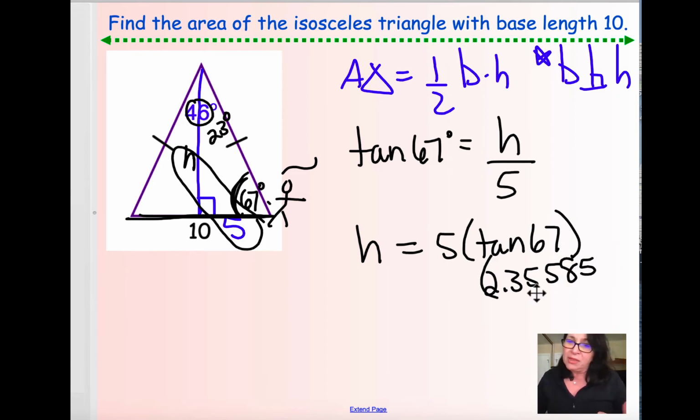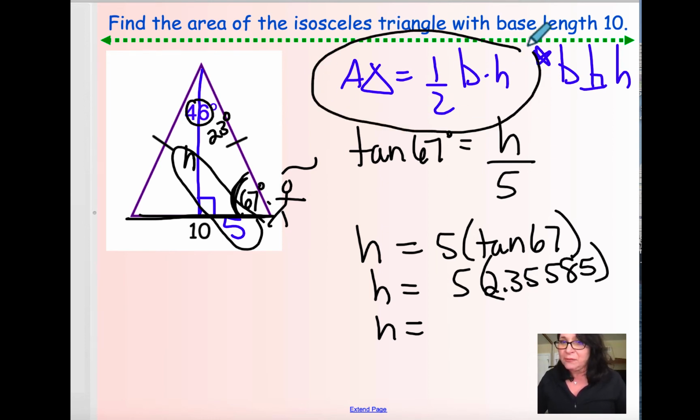I'm going to multiply this value here by 5 to find my height, because in order to find the area, don't lose sight of what you're trying to find. In order to find the area, I have to have the height. So I'm going to take this value and multiply that by 5, and I'm going to get 11.8. So this is about, because I rounded, 11.8, my height.